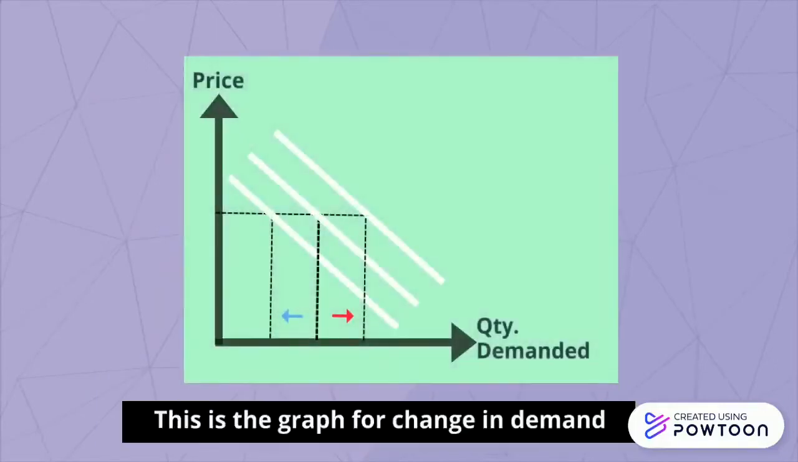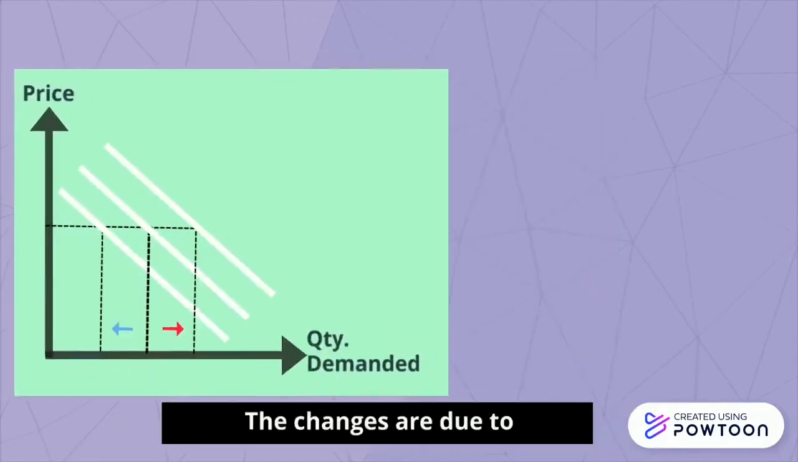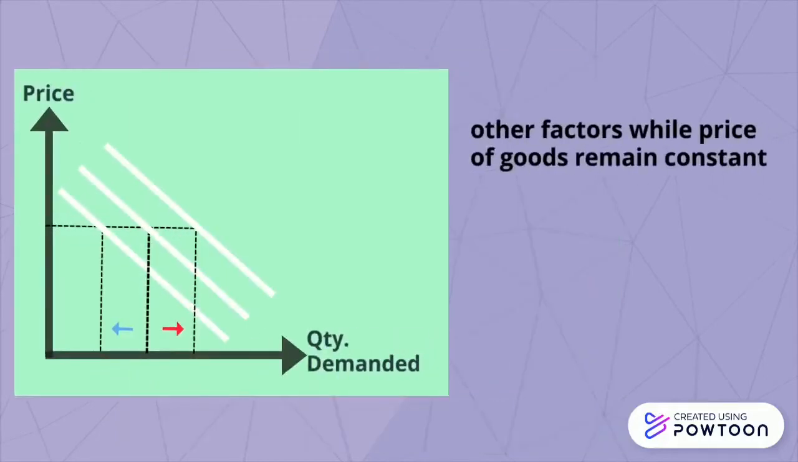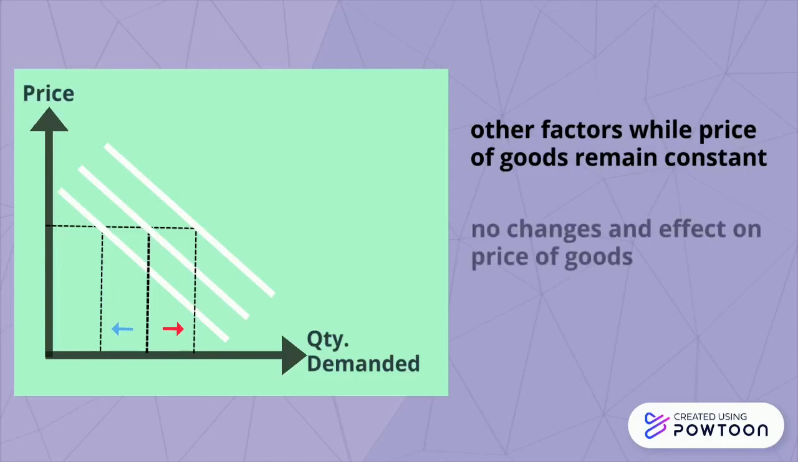This is the graph for change in demand. The changes are due to other factors while price of goods remains constant. No change in price of goods, while the demand curve shifts to the left or right.